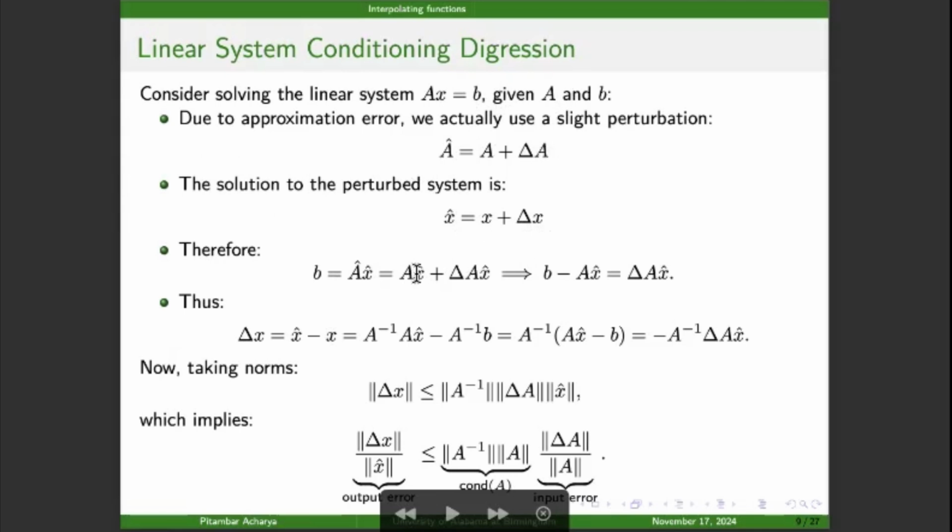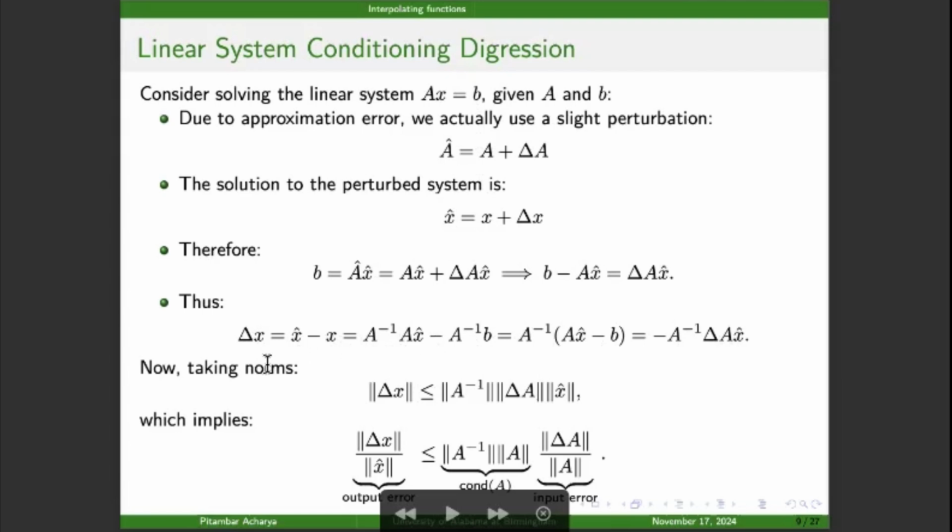That means we have A(x cap plus delta x cap), which implies that b minus A x cap equals delta A x cap. So we have delta x, the slight change, equals x cap minus x. So this is the identity matrix. We can write A inverse A x cap for x cap, and x can be replaced from here: it is A inverse b. So ultimately we have negative A inverse delta A x cap.